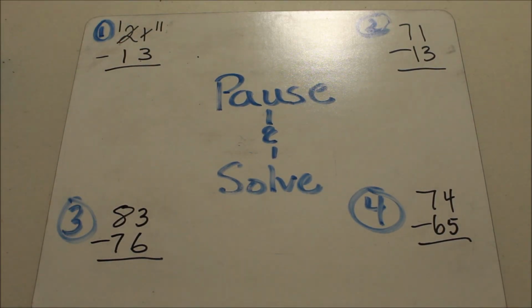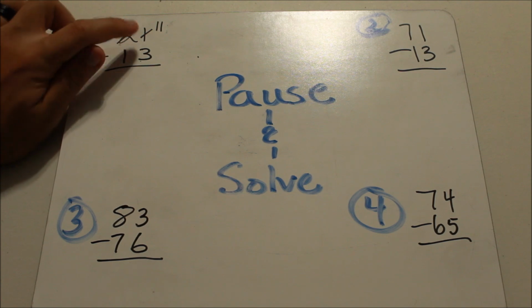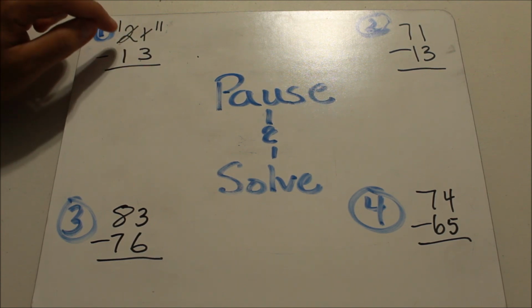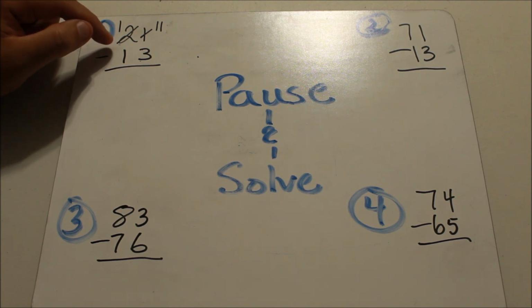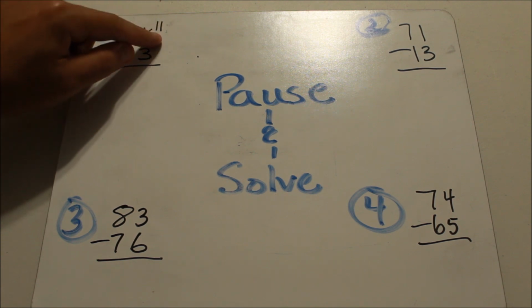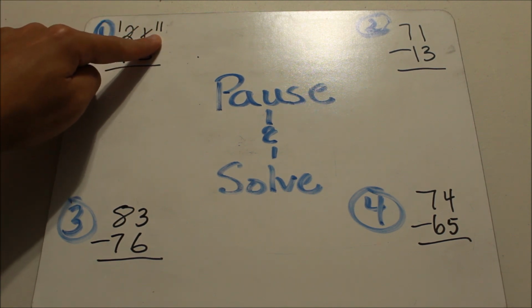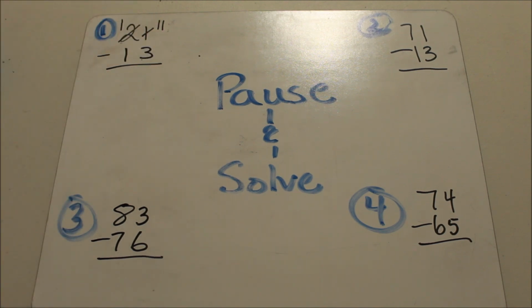As you can see, I already started the problem. I have 11 because I cannot do 1 minus 3. I have to borrow from my 2. I have to take 1 of my 10s from my 2, add that 10 over to here, and that will add to the 1 and make it 11. So now I have 11 minus 3.